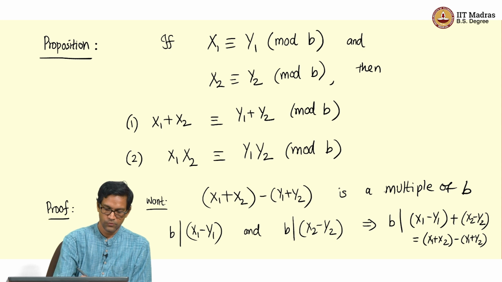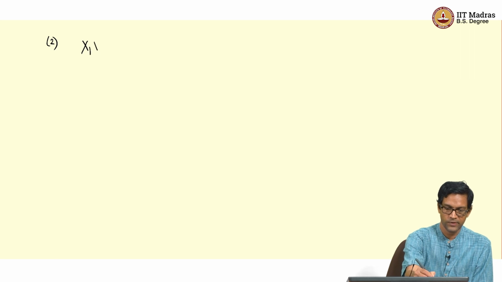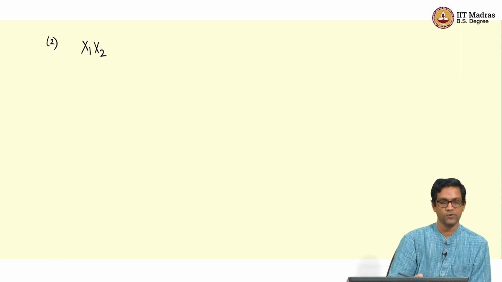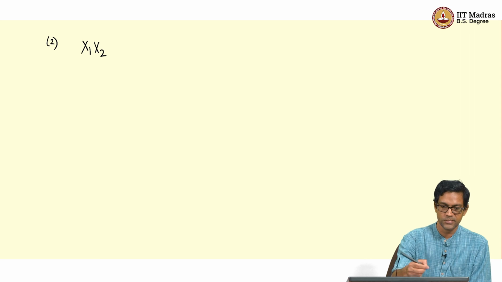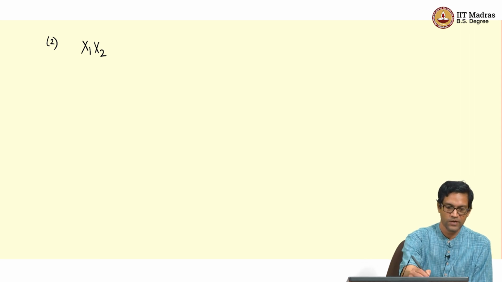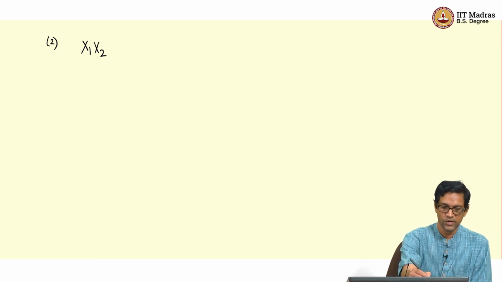Now, the proof of the second one is a little more interesting, and it is again a similar argument to things that you have used, for example, when studying limits and so on. You want to prove, say, that the limit of a product is the product of the limits, things like that. This sort of argument is always used. So, let us see what it is that we want to prove.